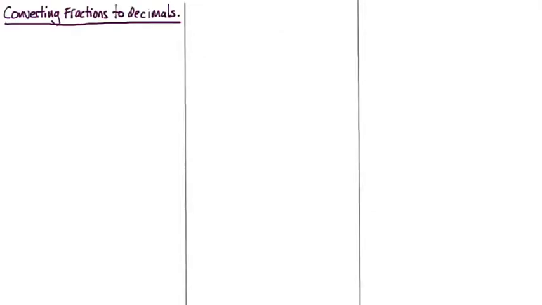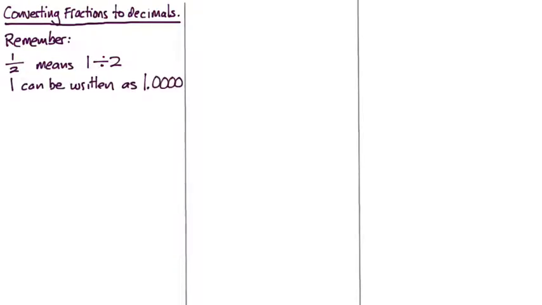Today we're going to look at how we convert fractions to decimals. A couple of things to remember first of all. Remember, any fraction, so like a half for example, means 1 divided by 2. Another little trick we're going to need to know is I can take any integer or any whole number, put a decimal point, and then add as many zeros after that as I want. Okay, and we're going to need to do that.